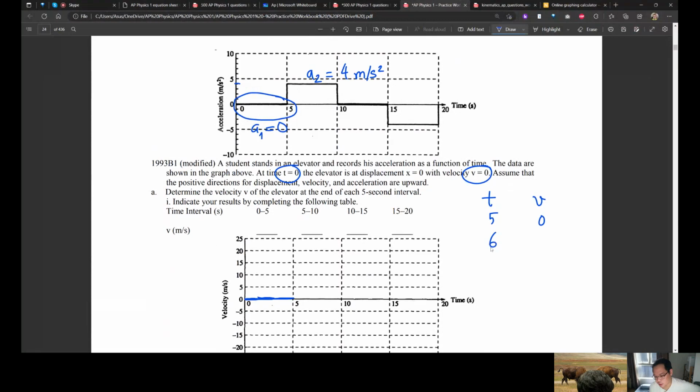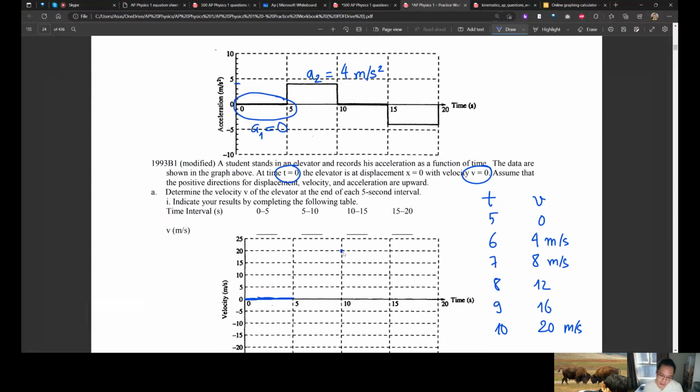At 6 seconds, the velocity increases by 4 meters per second, meaning the new velocity here is 4 meters per second. At 7 seconds, the new value is 8, and so on. At 9 seconds, that is 16. And finally, at 10 seconds, the velocity is 20 meters per second. So the answer is 20.